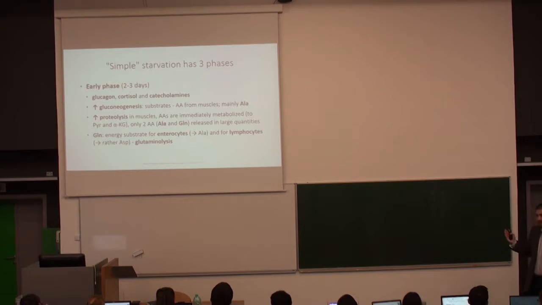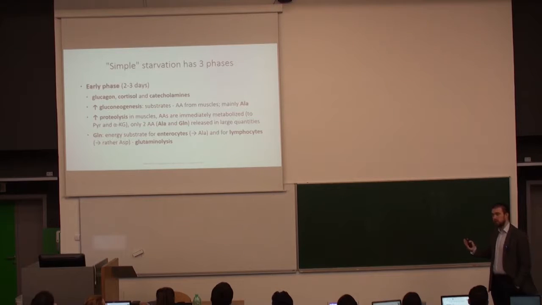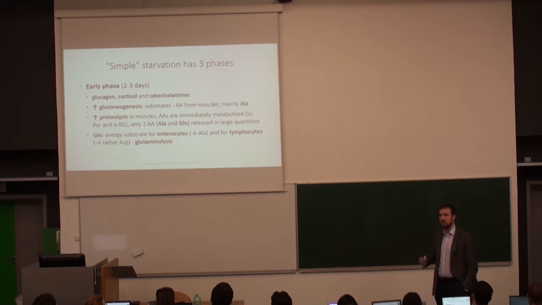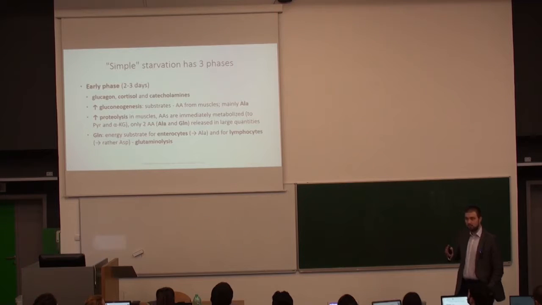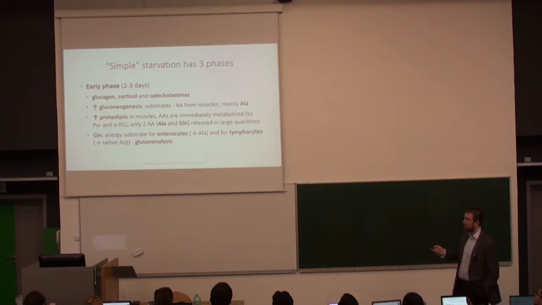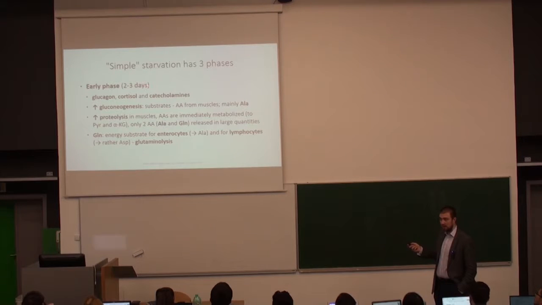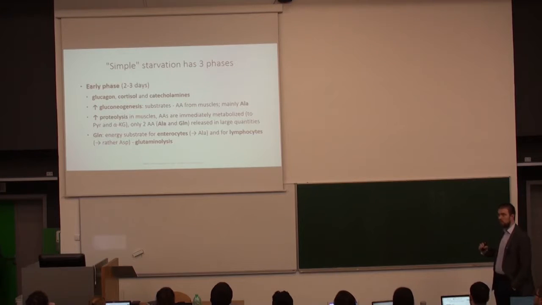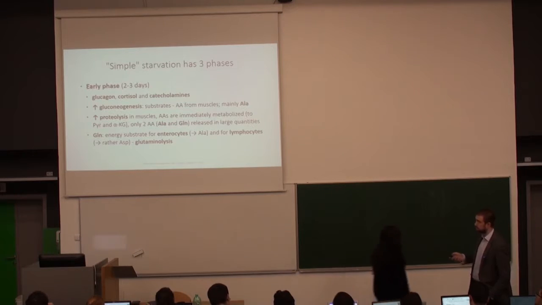And in this phase, your body prepares for the starvation. It produces new enzymes, and it shifts the body metabolism to the starvation state. Here, the main hormones for this early phase are the increase of glucagon, cortisol, and catecholamines, and concomitantly you have the decrease of insulin. That means that the insulin-glucagon ratio is even lower than it was in the first situation.